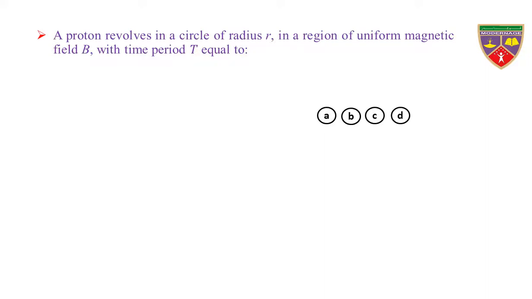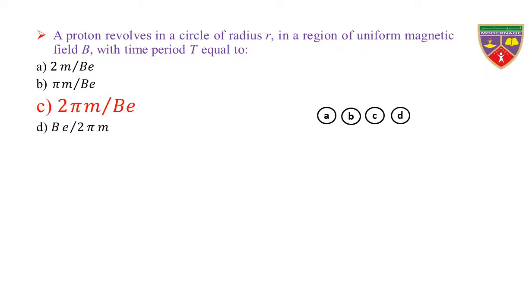A proton revolves in a circle of radius r in a region of uniform magnetic field B with time period T equal to: option A, 2m divided by Be, where m is the mass of the proton and e is the charge of the proton; option B, πm divided by Be; option C, 2πm divided by Be; option D, Be divided by 2πm. The key is 2πm divided by Be. Therefore, the correct option is C.